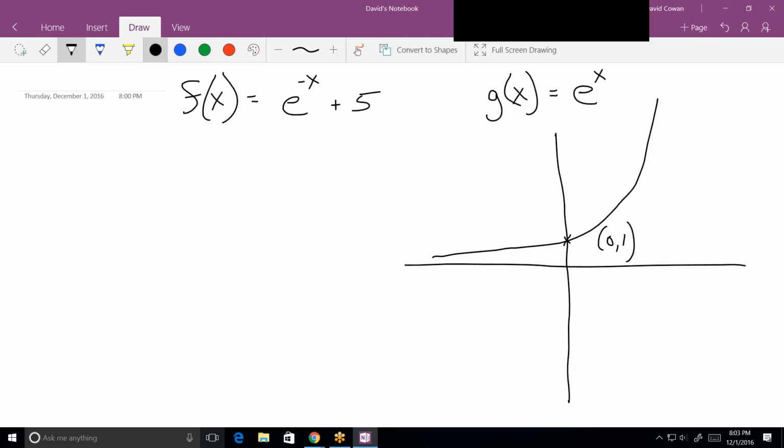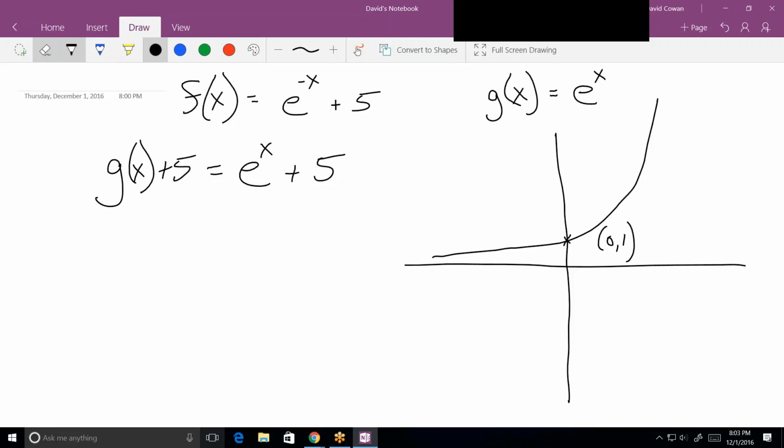All right. Now, the only way you can really figure out these transformations is to figure out how to write this function in terms of g of x. In other words, if I said, what is g of x plus 5? What would that be? No, that would be e to the x plus 5, right? In other words, that would be my g of x function plus 5, which is not f of x.